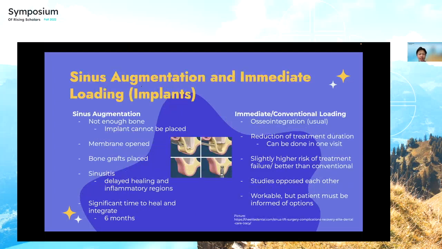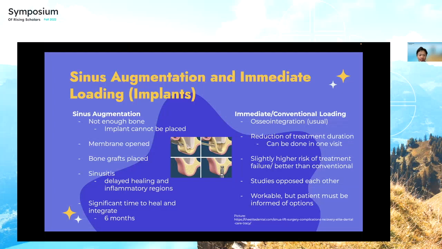For sinus augmentation and immediate loading for implants, sinus augmentation is needed when there's not enough bone and the implant cannot be placed. The surgeon will reveal the sinus by cutting through the membrane and adding autogenous bone grafts, which are bone grafts from other parts of the body where they are unnecessary. After that, it takes a very long time to heal, about 6 months. The full procedure with the sinus augmentation will even take maybe up to a year, because after they screw the implant in, the osseointegration will occur.